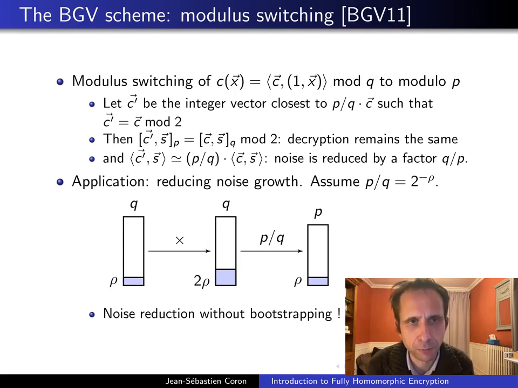if we start from a ciphertext with rho bits of noise, and we perform a multiplication of ciphertexts, the size of the noise has doubled, so we get 2 rho. But now we can perform this modulus switching, and we scale the ciphertext to modulo P, and in that case, if the ratio is 2 to rho between P and Q, the noise gets back to rho only. So this means that we have reduced the amount of noise, but without using the bootstrapping. But the price to pay, of course, is we have also reduced the size of the modulus. So we started from a modulus Q, and now we have a modulus P.